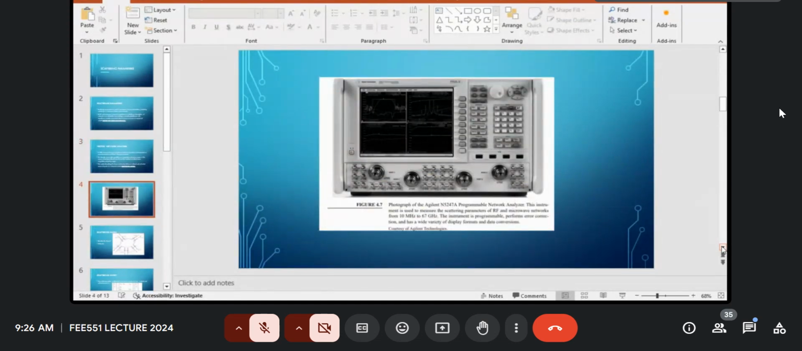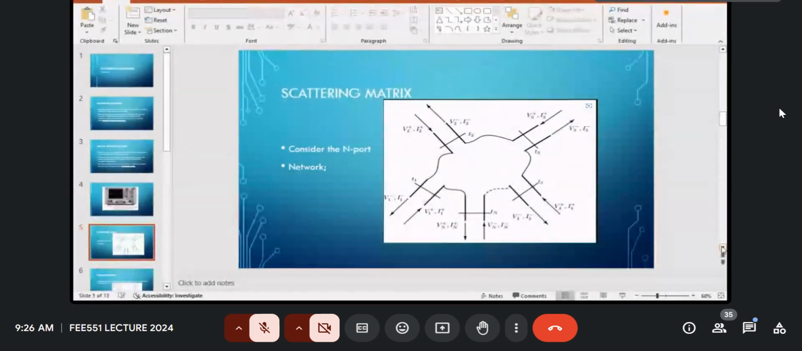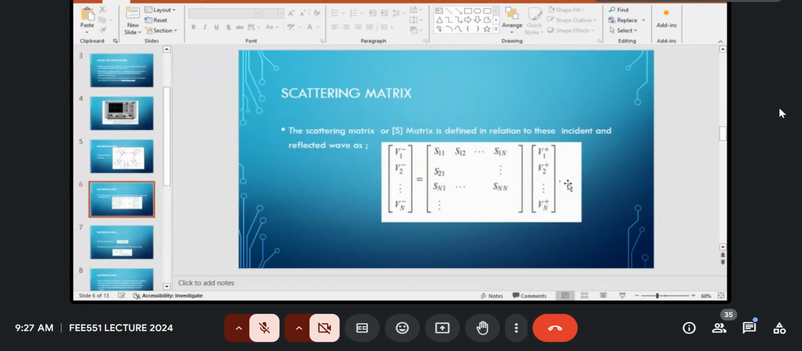So this is a picture of a vector network analyzer. Then this is an N-port network. So you can see, looking at, let's say, port 1, V2 positive is the incident wave, I2 positive is the incident current, then V2 negative is the reflected wave. So this is a scattering matrix for an N-port network.